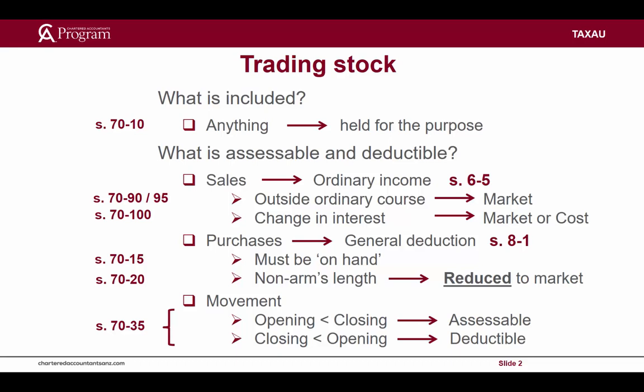So what are the three amounts related to trading stock that are included in the calculation of a taxpayer's taxable income? When a taxpayer disposes of trading stock, the sale is included in assessable income under section 6-5. Normally, the amount included in assessable income is equal to the amount received by the taxpayer. However, the disposal will be deemed to be at market value where it's outside the ordinary course of business under section 70-90. The purchaser is also deemed to have acquired the trading stock at market value under section 70-95.